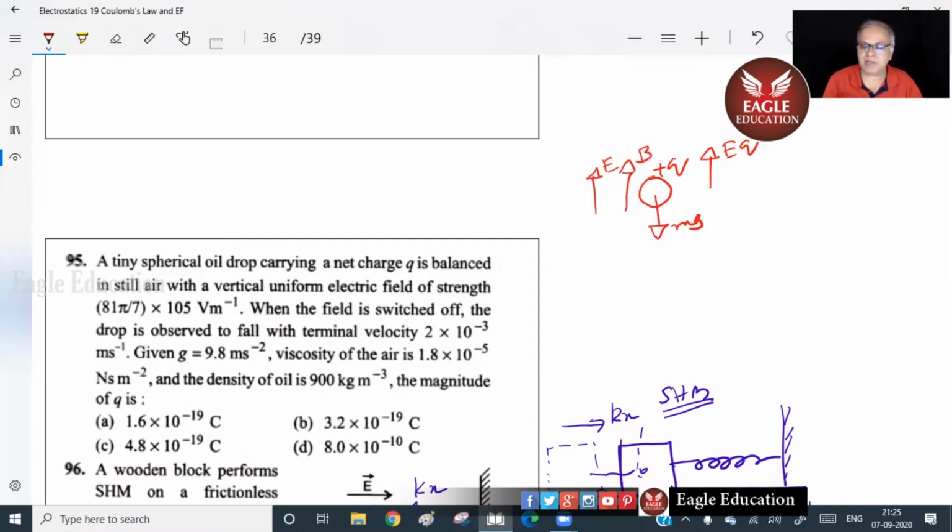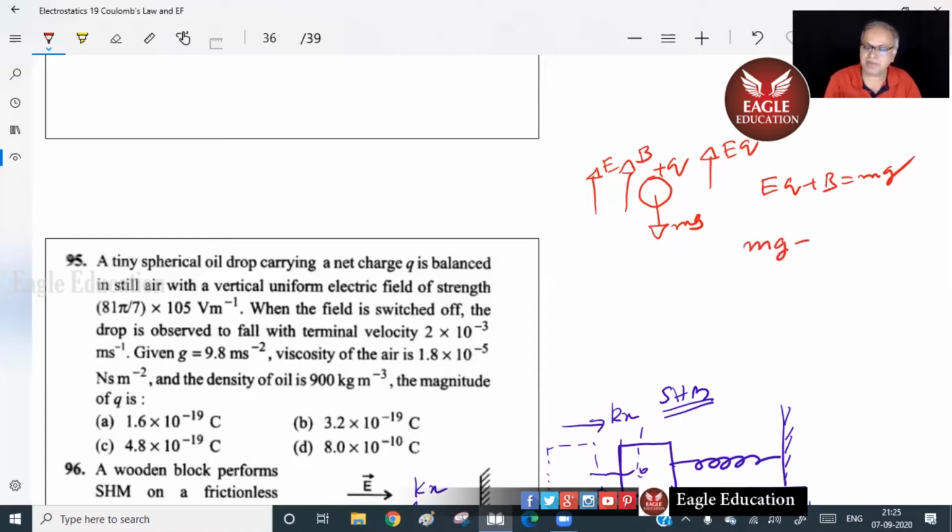So it is balanced now. What does it mean? EQ plus force of buoyancy is equal to weight. The first situation: when this field is switched off, the drop is observed to fall with the terminal velocity of so much. This is balanced now. Once the EQ is gone, it keeps coming down.